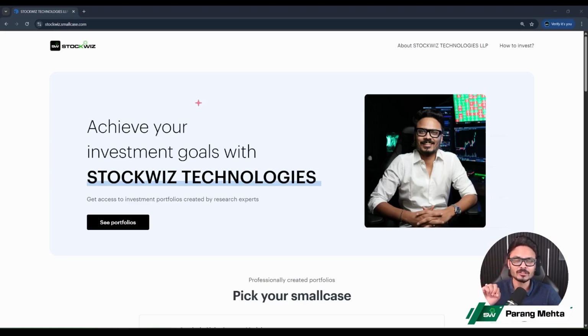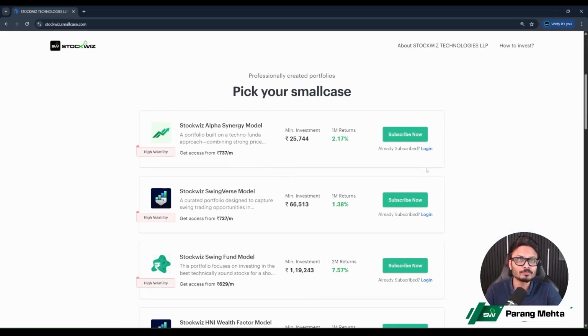So the first thing that you need to do is go to stockwiz.smallcase.com. You can see the URL over here, and this is the landing page. This is where you will see multiple portfolios, multiple different kinds of portfolios that we have created, and these portfolios are called small case portfolios, since Smallcase is the name of the company that created the platform.